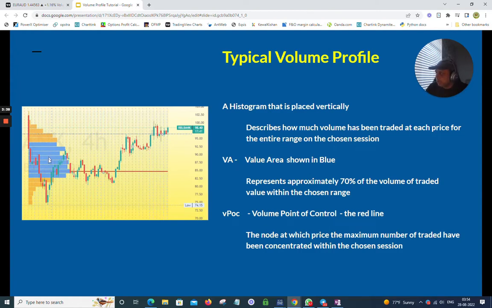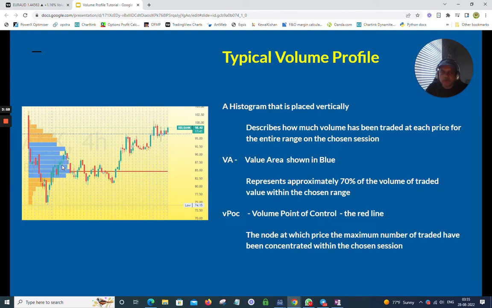So the blue area that you see here represents 70% of the activity that happened in the market during that period, and then the yellow area is beyond that 70%. So the market tends to revert to its mean, and this is the area where most of the buyers find comfort when they trade in the market for that given period, is what this volume profile tells us.